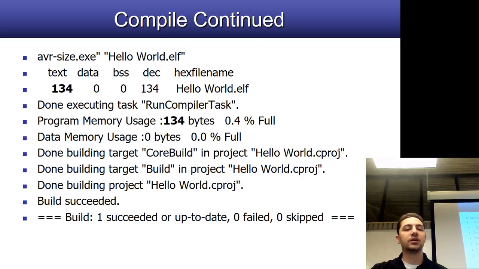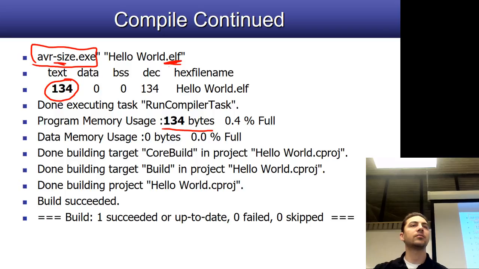Last page says, tell me how much of my ROM I've used. It says AVR size. This is a different program in the tool chain. How much have I used? And it says you've used 134 bytes. It actually says it in 2 places. Now, each instruction is 2 bytes, roughly, usually. So how many instructions do I have in this program?